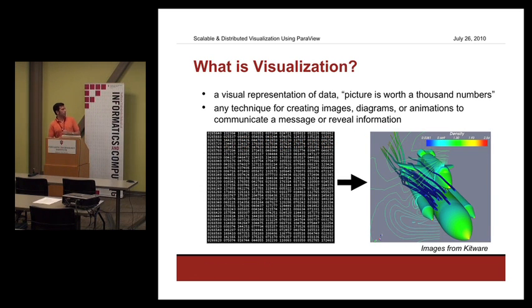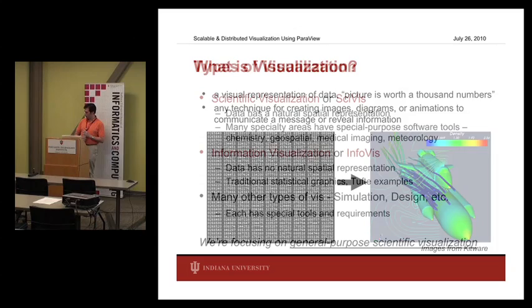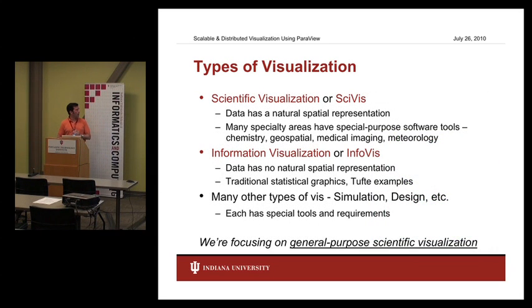So basically, what is visualization? As you all know, it's a visual representation of data. A picture's worth 1,000 words, so a good visualization is worth 1,000, or let's say 100,000 numbers. And there are definitions broader than that: any technique for creating images, diagrams, or animations to reveal information or to communicate a message. In the field, we make some distinctions, the main one being between scientific visualization, sometimes called sci-viz, and information visualization, sometimes called infoviz.